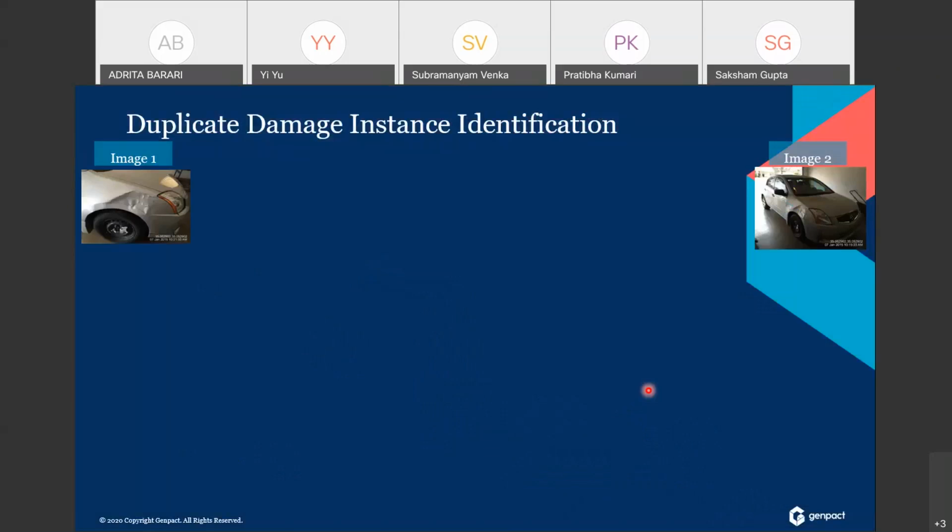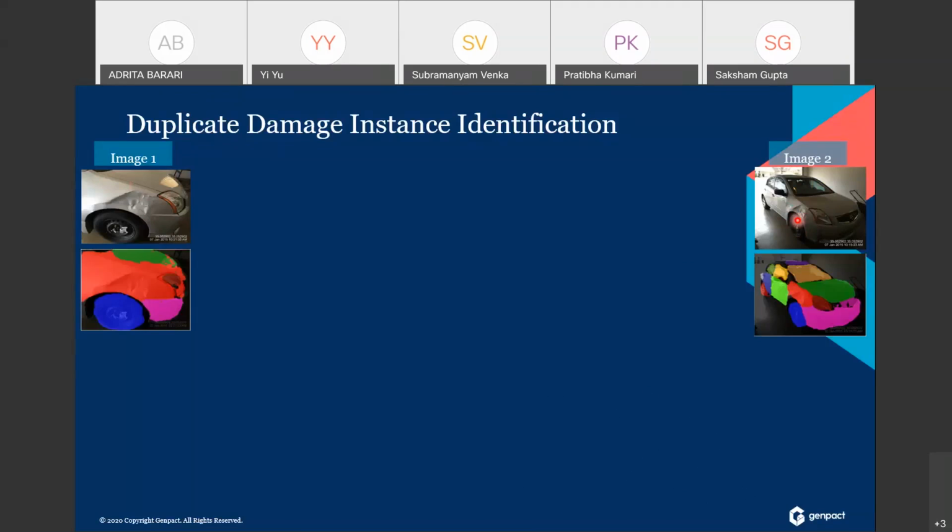So let's recap the steps that we saw before. This is our image 1 and image 2 of the same set, which represent the same object, the same car that we are trying to identify. And our objective is to find out that this damage over here and this damage over here is the same damage.